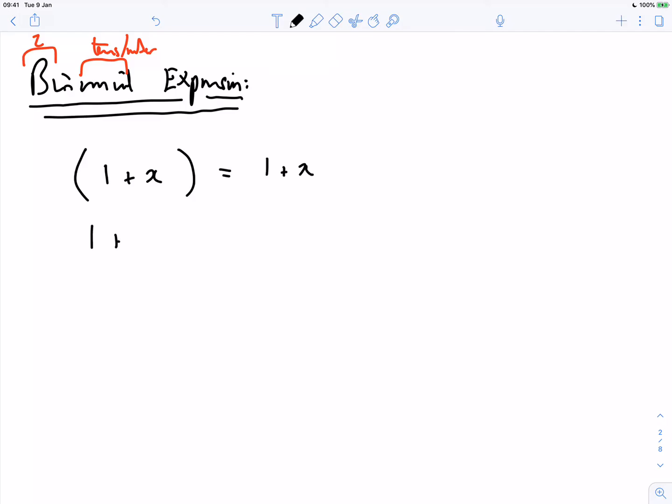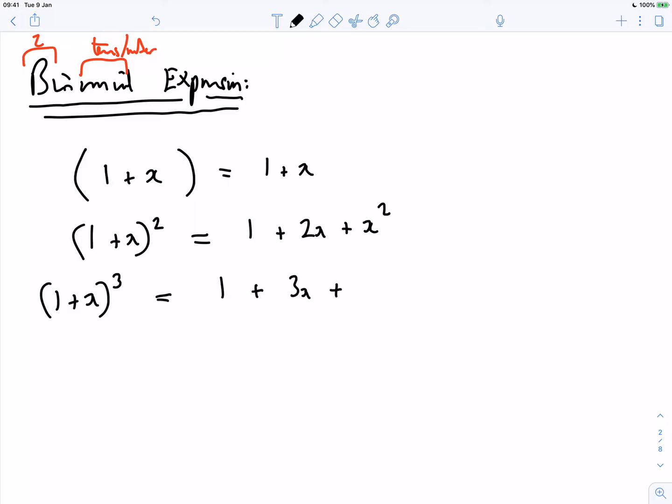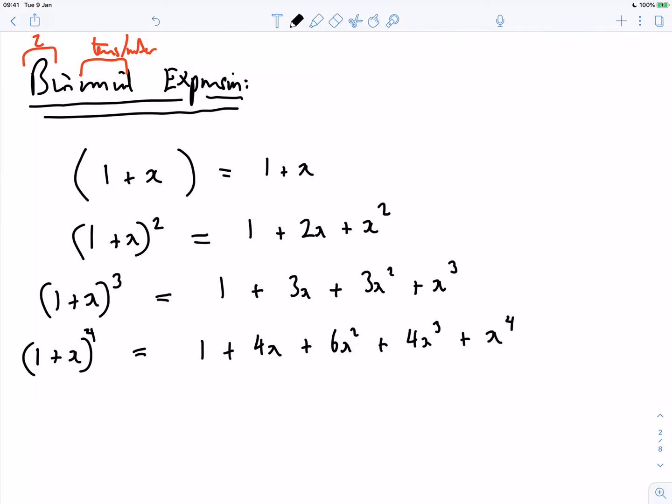If I wanted to expand 1 plus x squared, then using FOIL or expanding double brackets, you should get 1 plus 2x plus x squared. And then if you're feeling braver, 1 plus x cubed, you should get 1 plus 3x plus 3x squared plus x cubed. And then if you can find 1 plus x to the power 4 and expand it, that'll be 1 plus 4x plus 6x squared plus 4x cubed plus an x to the 4.